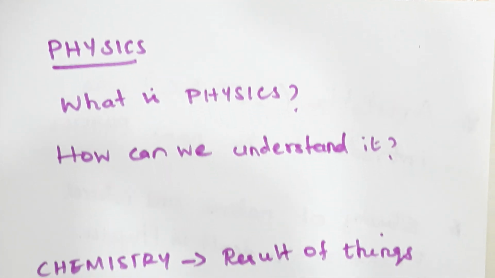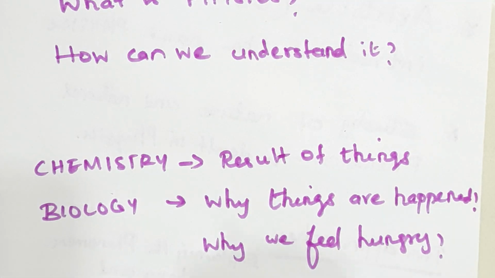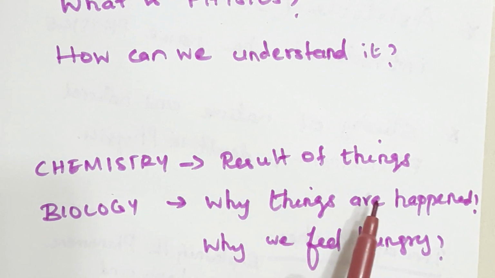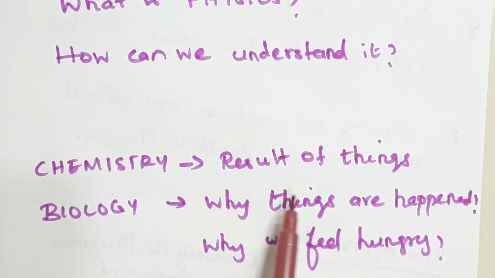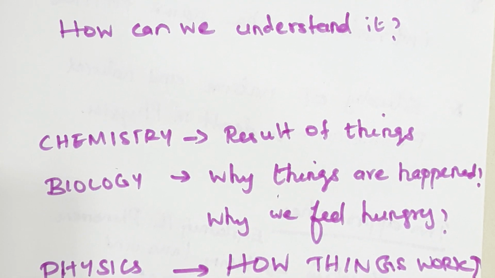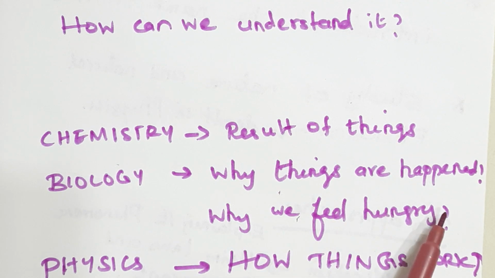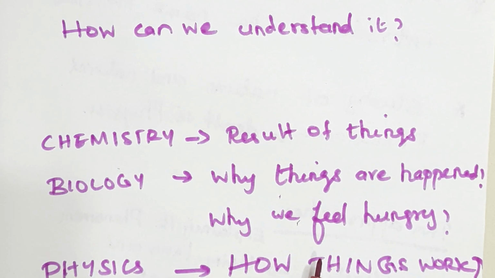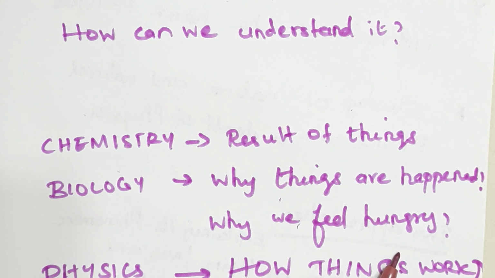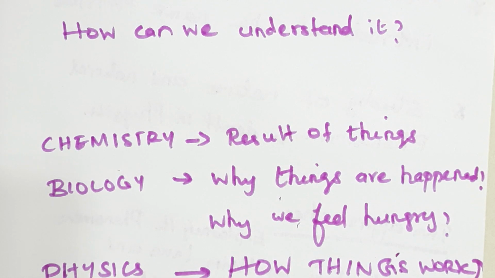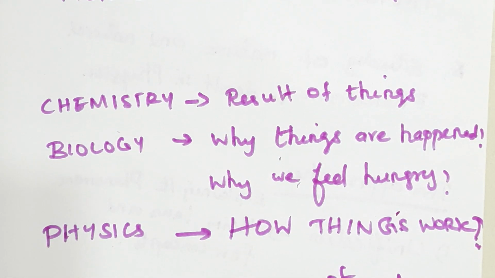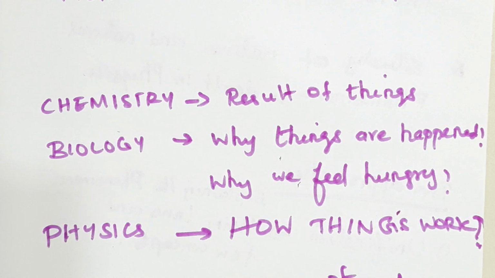So you have heard about chemistry and biology also. Actually, chemistry tells about the result of the things that happened. Biology tells why the things happened. Why we feel hungry, why we feel tired, etc. But only physics tells us how things work.